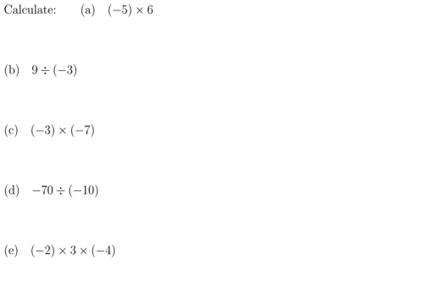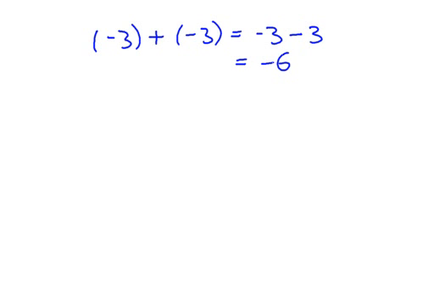This clip looks at some calculations involving multiplying and dividing negative numbers. So, what are the rules for this? Well, look at this addition. Minus 3 plus minus 3 is equal to minus 3 subtract 3, which is minus 6.